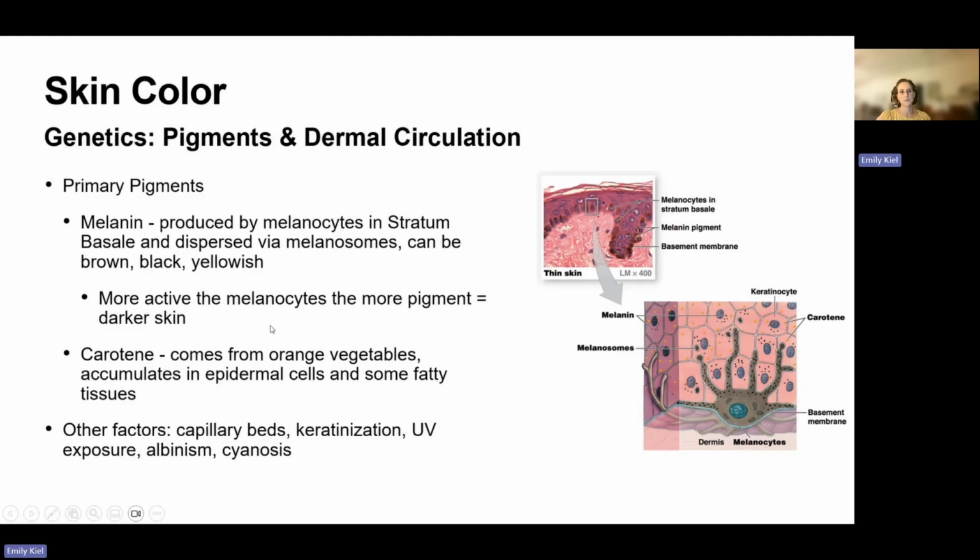So the more active the melanocytes, they're going to make more pigment, and that's going to lead to darker skin. Note that if you have someone who's an albino or has albinism, they're still going to have melanocytes, but they're not going to produce the pigment. And so without the pigment, the skin is going to be like completely white. If you don't have a ton of pigment, you'll still get this like red pink tinge because of hemoglobin.